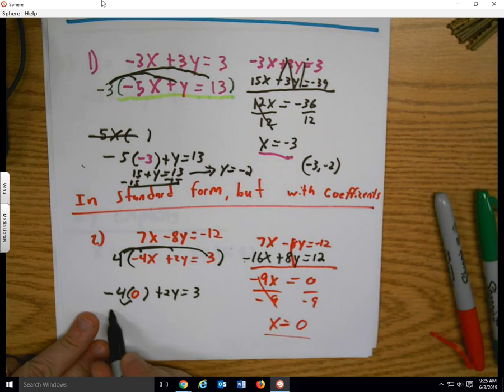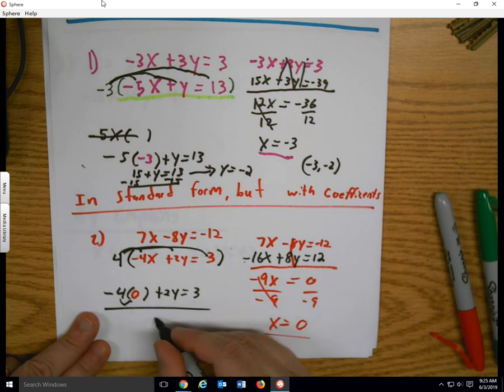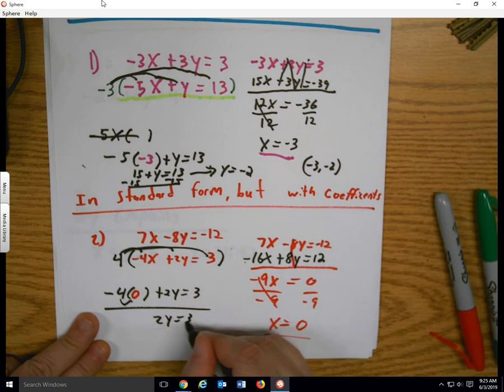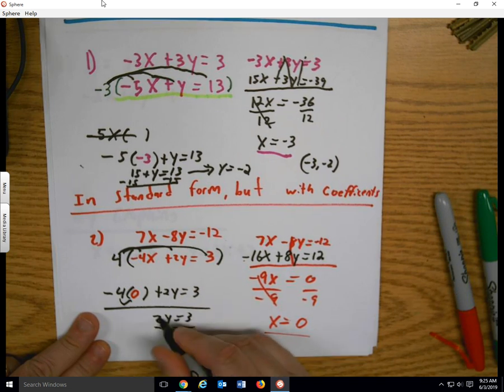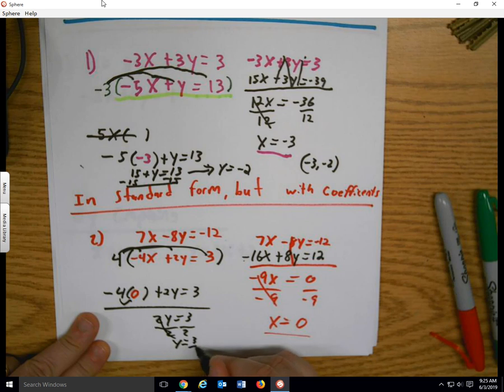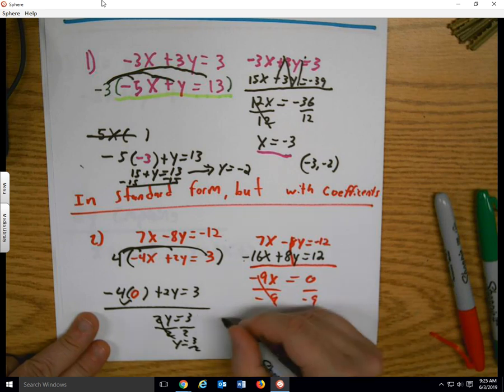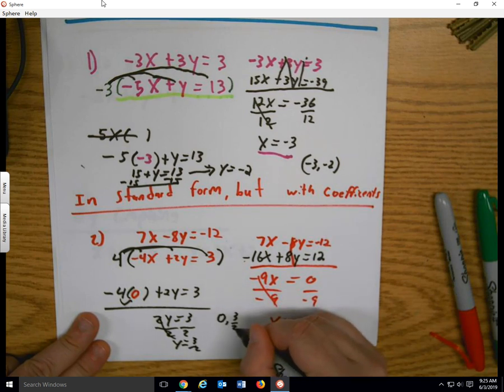Negative 4 times 0 is just 0. I don't have to even write it. Look, I wrote nothing. 2y equals 3. Divide both sides by 2. Y equals 3 over 2. The answer would be (0, 3 over 2).